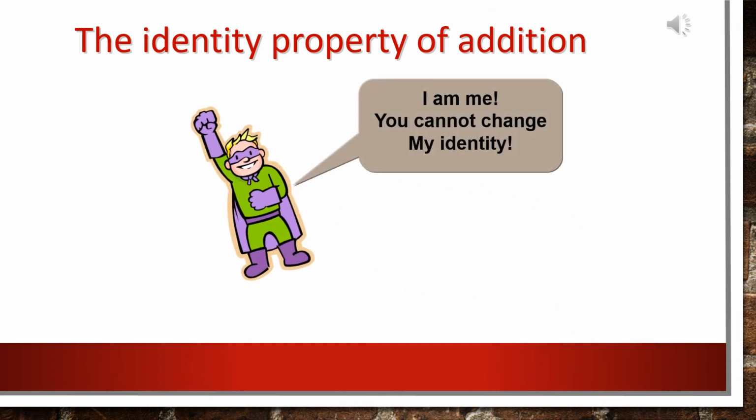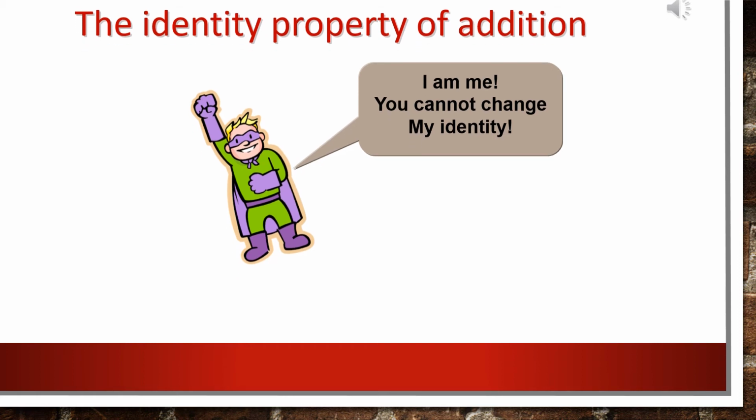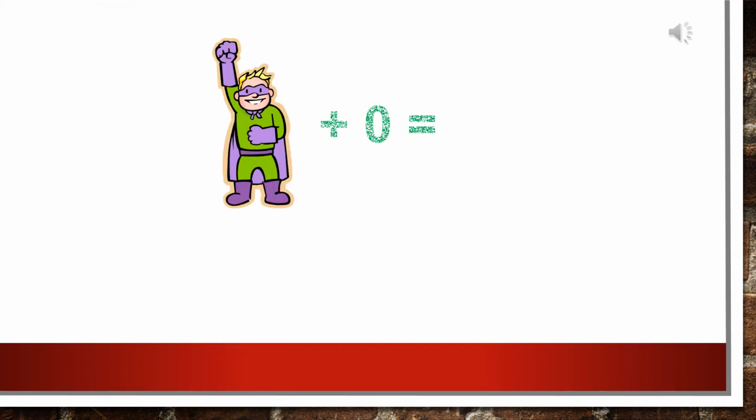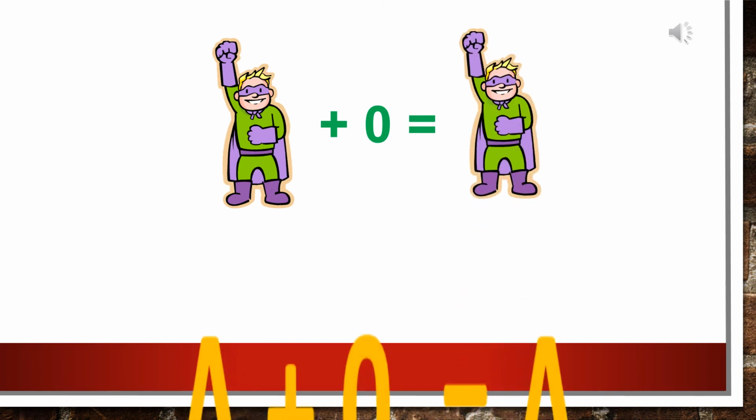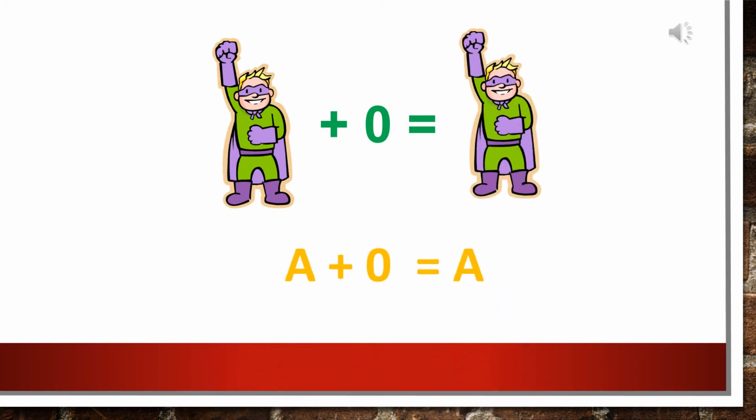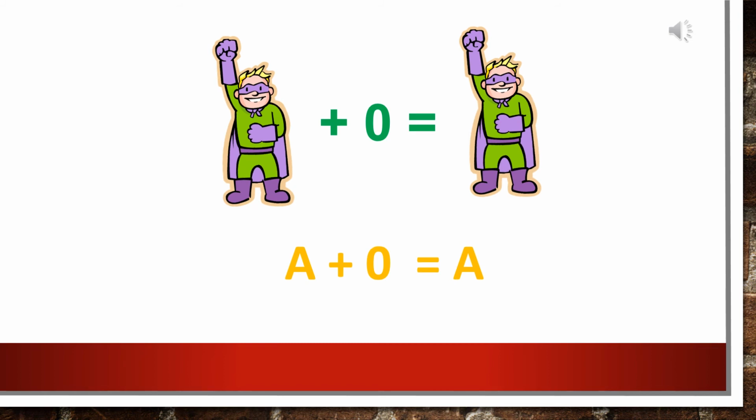Look at the given example of additive identity. As we cannot change the additive identity, it is unique. 0 is the only number we can add to something with no change. A plus 0 is equal to A itself.